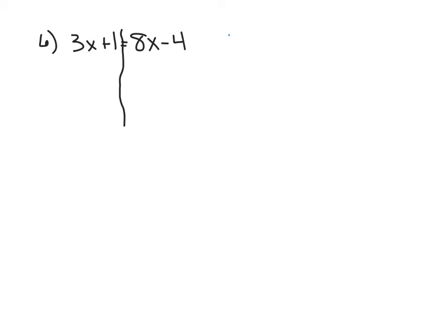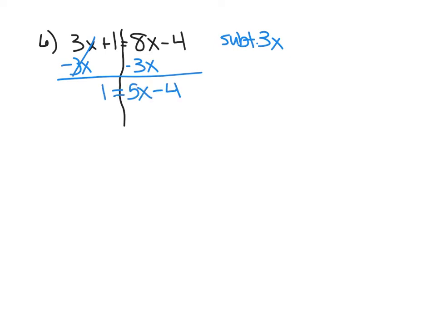I'm going to subtract the 3x because I like to keep numbers positive if at all possible. So if we subtract 3x and I subtract 3x here, those x's go away, the 1 comes down. 8 minus 3 is 5, so I have 5x minus 4. The positive signs are just easier for me to do math. You could do it the other way and work with negative signs. You'll get the same answer.